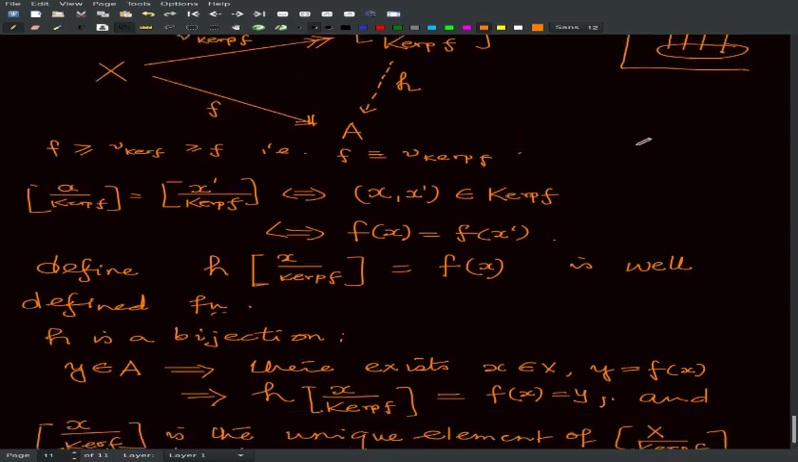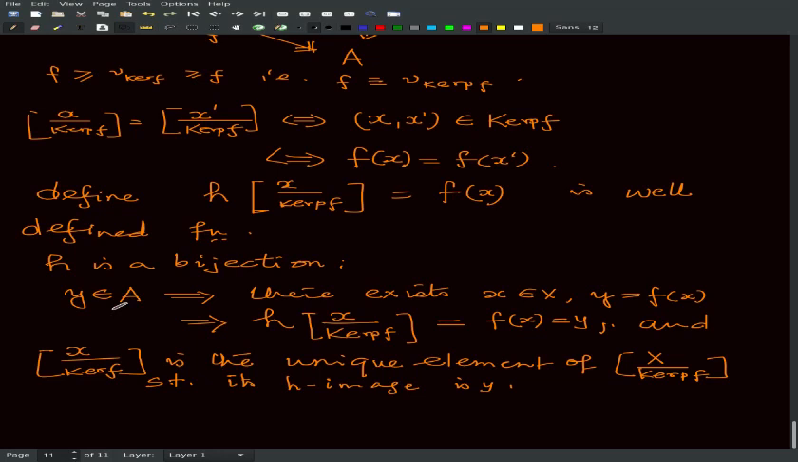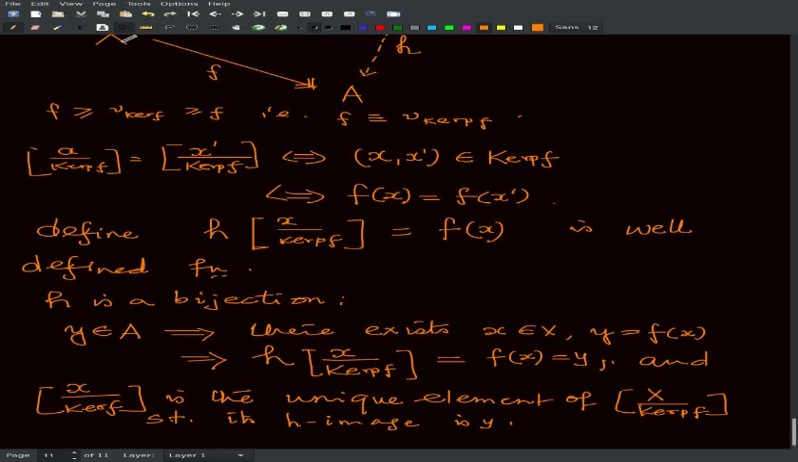Yeah, it's clear. So what do I do? I take a y from A. Now you have told me that F is already a surjection. So if it is so, then that means everything has a pre-image under F. So there exists an x such that y is equal to F(x). Now I don't know how many such small x's there are. But what is this equivalence class? This equivalence class is precisely the set of all the members of X which are mapped by F to y.